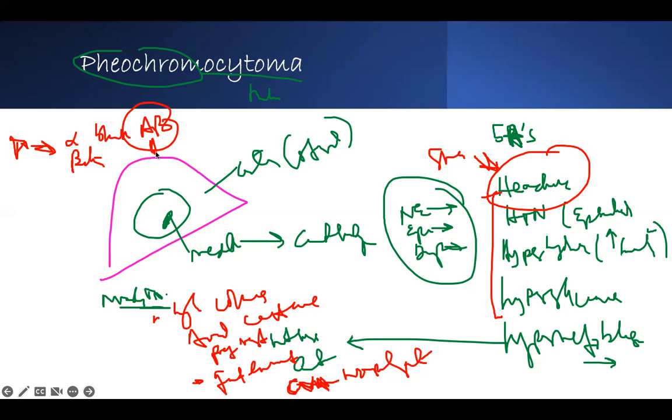hypovolemic, so they need a lot of fluid. Even though they are hypertensive, they need a lot of fluid. They are hypovolemic. So you need to give them an alpha blocker to open the system and then give them fluid. Then if they have tachycardia, you give them a beta blocker. So alpha before beta, but I don't think they will worry you too much, except you have to know the name of the medication you give them.